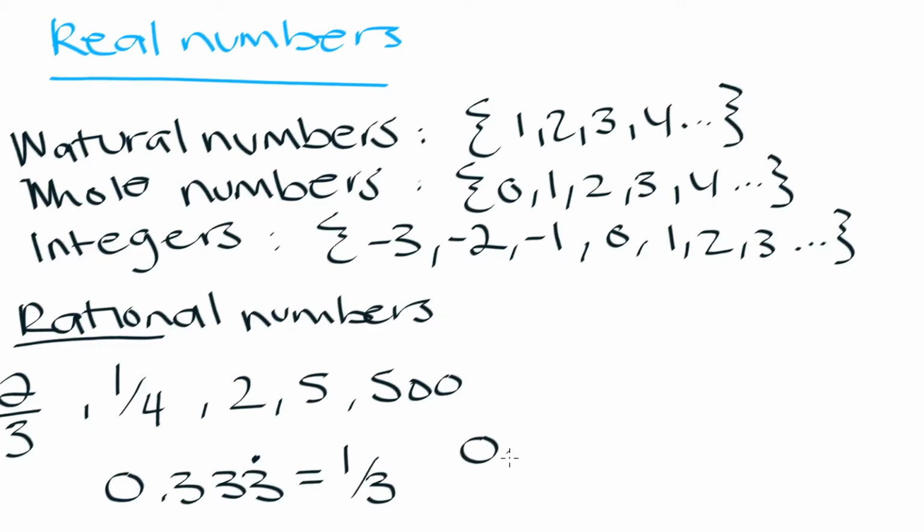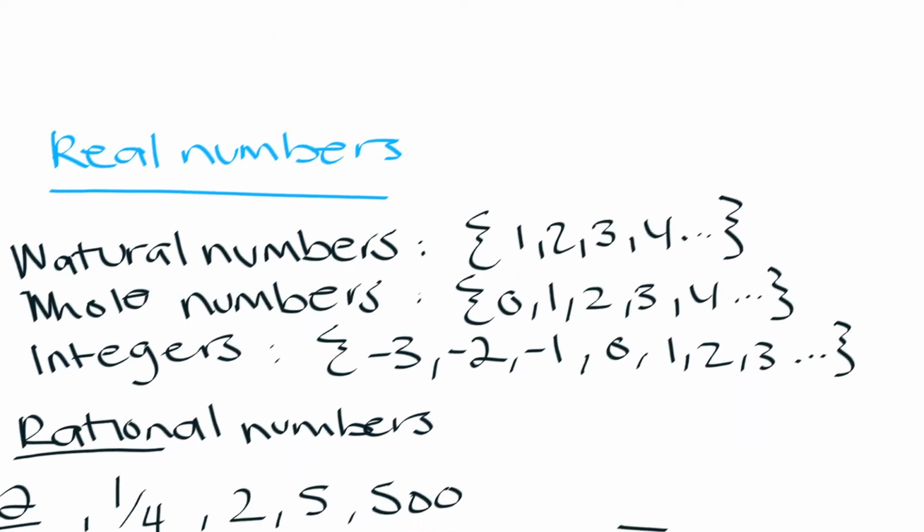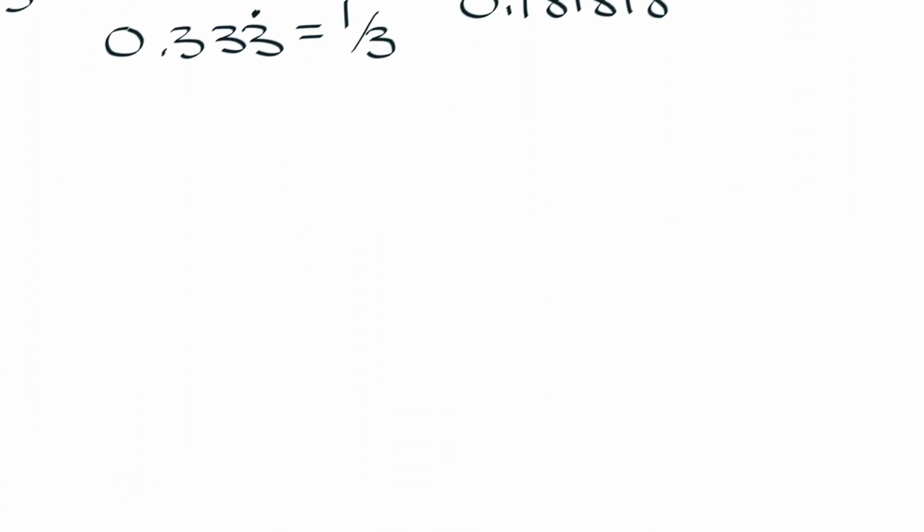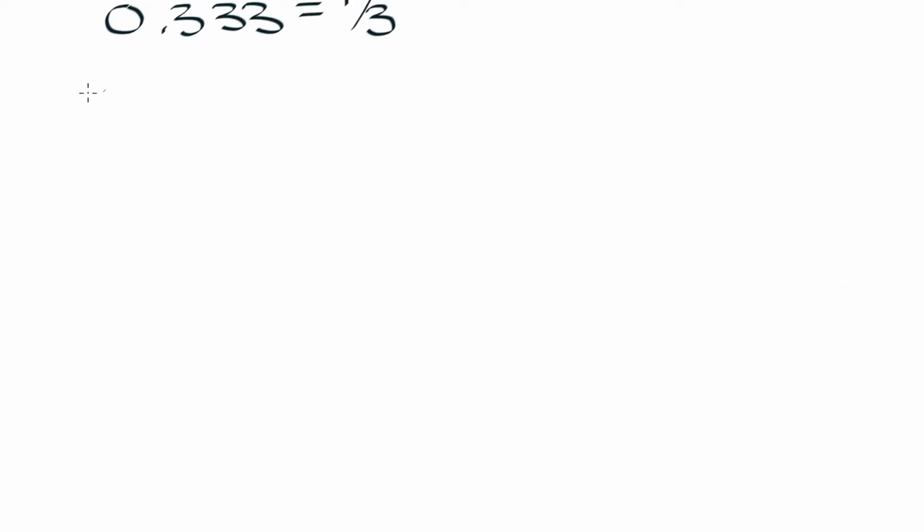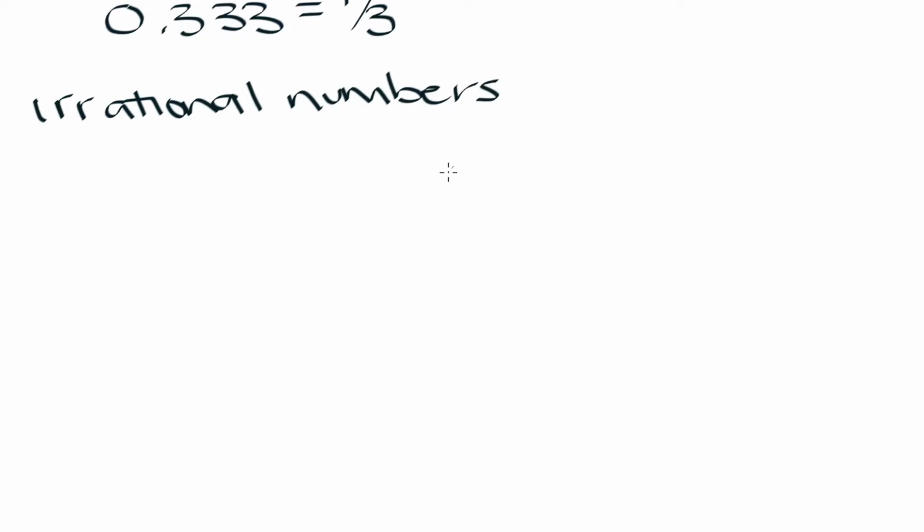Something like 0.181818 with this 18 part recurring is also a rational number because it is a decimal with a repeating pattern, similar to 0.333 recurring. So these are all examples of rational numbers. Now we can go into irrational numbers, and irrational numbers are also real numbers, but these are going to be numbers that cannot be expressed as simple fractions.